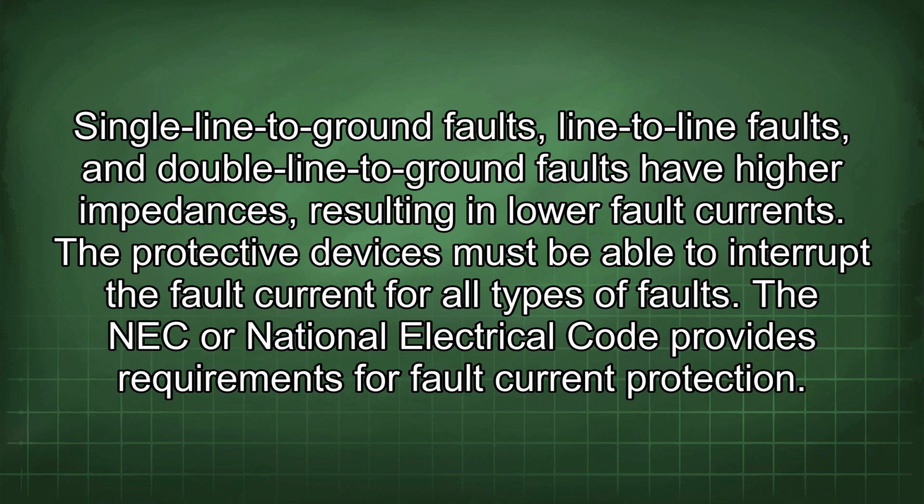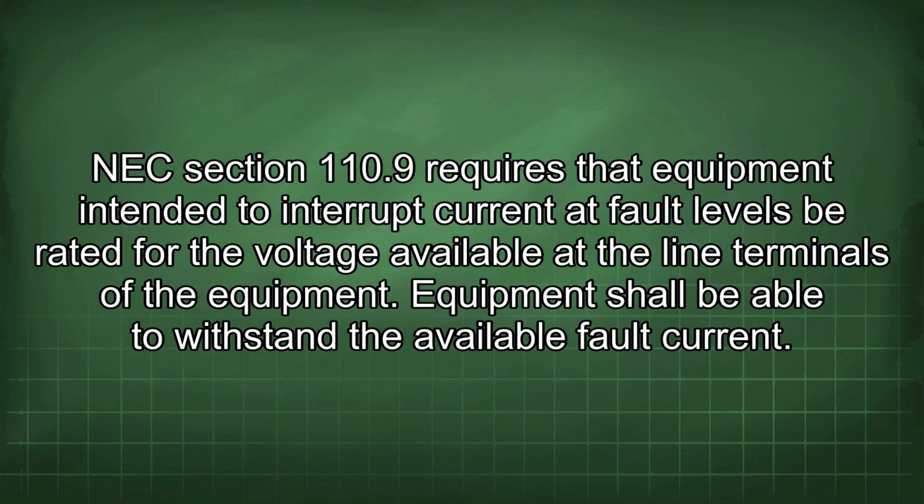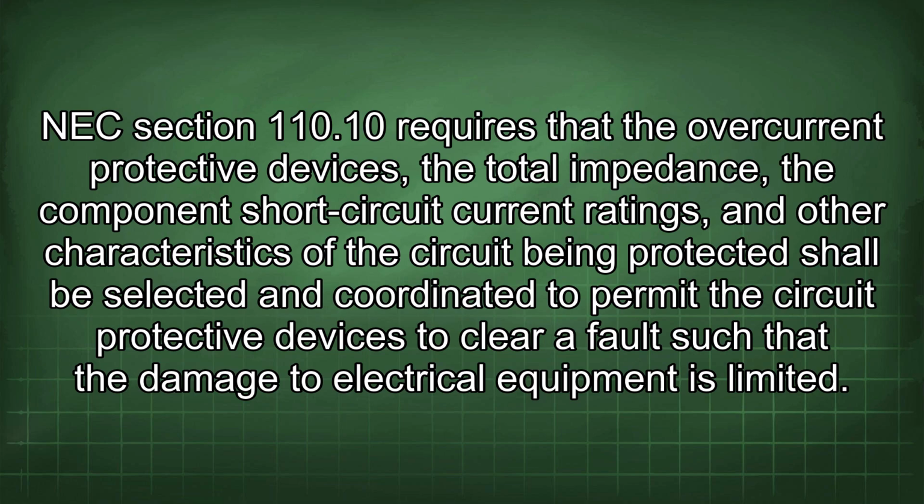The NEC, or National Electrical Code, provides requirements for fault current protection. NEC Section 110.9 requires that equipment intended to interrupt current at fault levels be rated for the voltage available at the line terminals of the equipment. Equipment shall be able to withstand the available fault current. NEC Section 110.10 requires that the overcurrent protective devices, the total impedance, the component short circuit current ratings, and other characteristics of the circuit being protected shall be selected and coordinated to permit the circuit protective devices to clear a fault such that the damage to electrical equipment is limited.